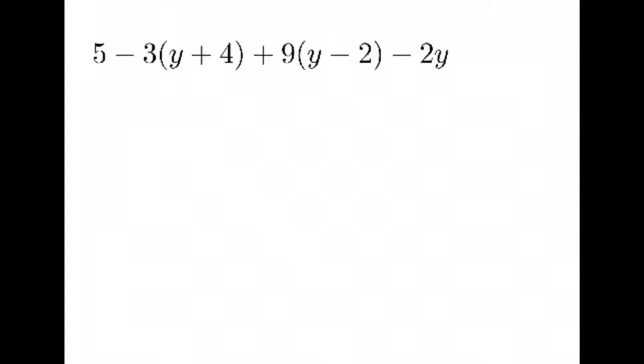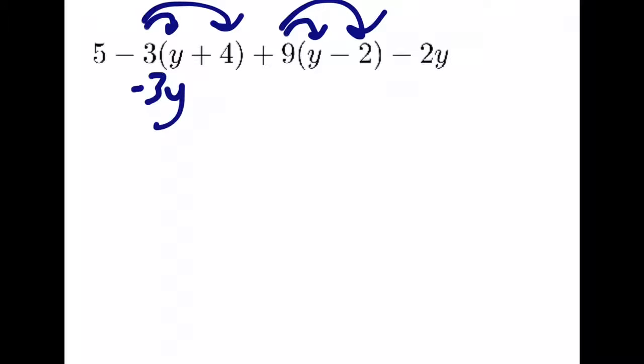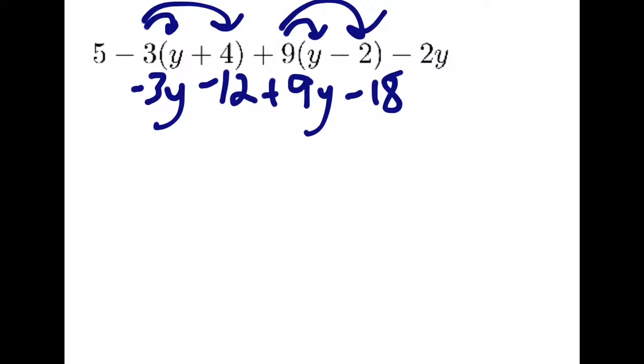We'll do one problem from the back that may have been challenging. There are two different distributing steps in this problem. The negative 3 becomes negative 3y minus 12, as we multiply negative 3 times y and negative 3 times 4. We add to this a 9y, 9 times y, and a minus 18, positive 9 times negative 2.